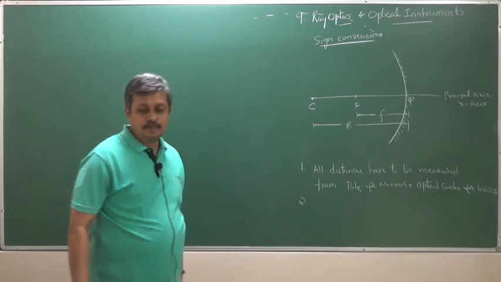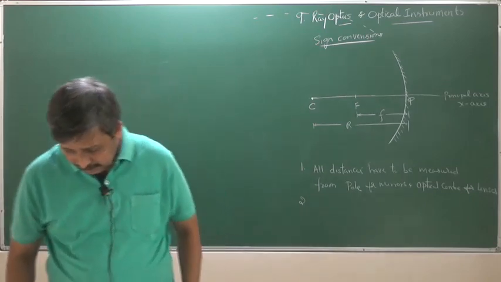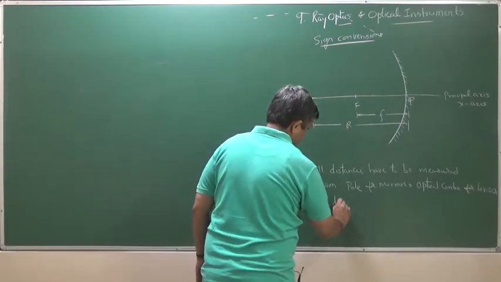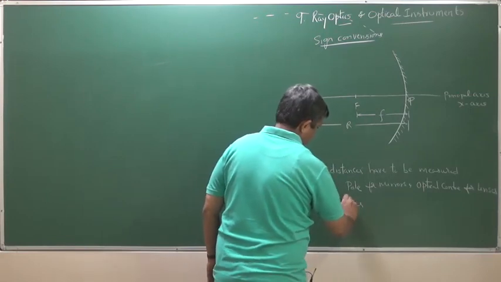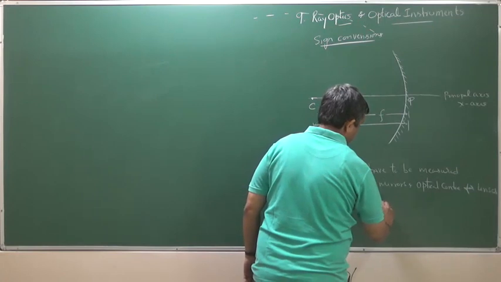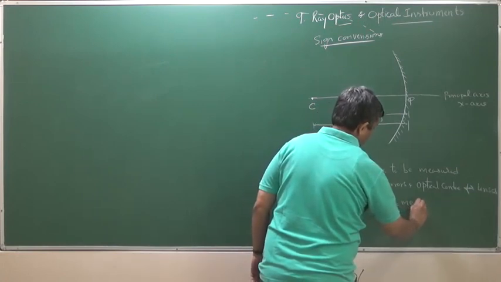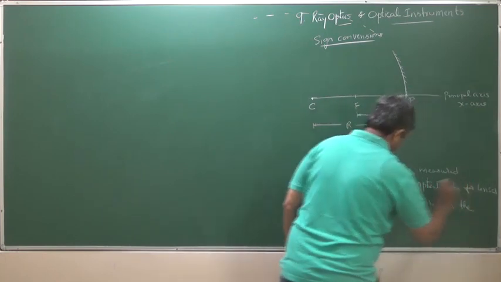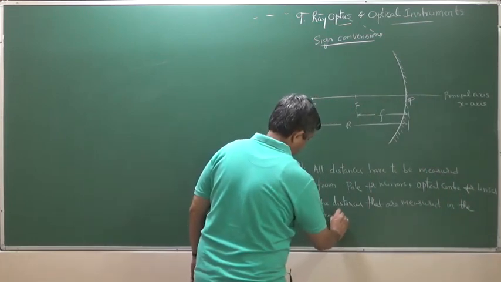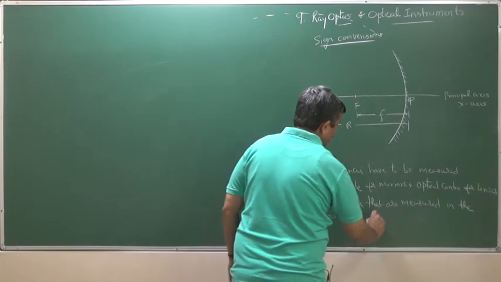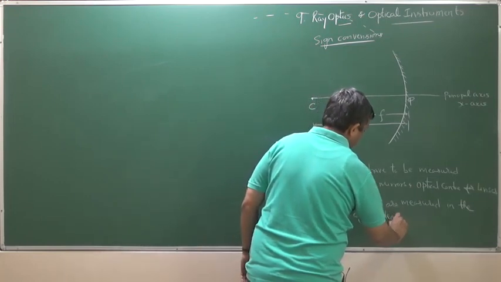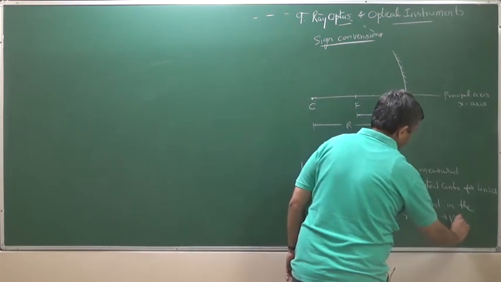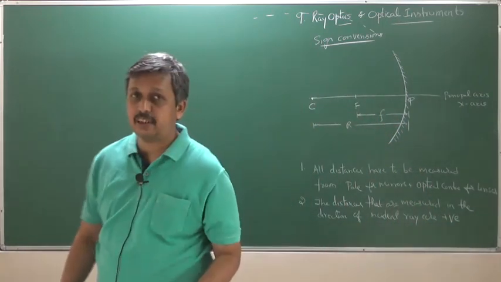Okay, and the second important rule is that the distances that are measured in the direction of incident ray are positive. That means distances measured opposite to the incident ray are negative. That's all the meaning of that.